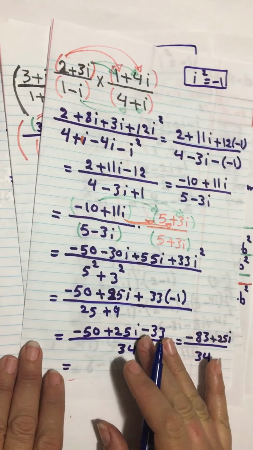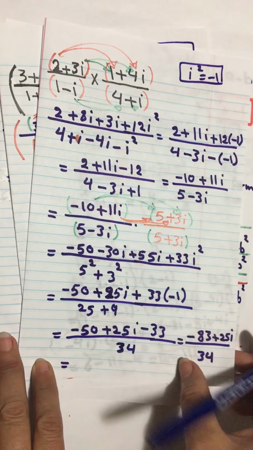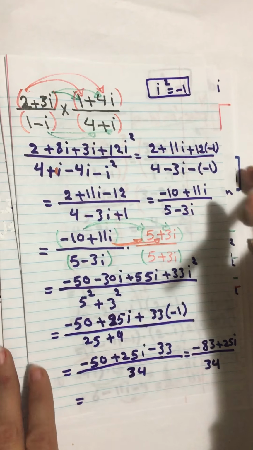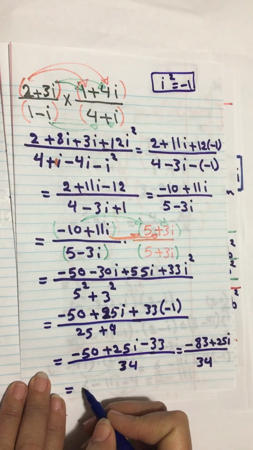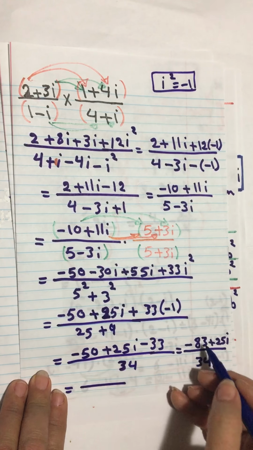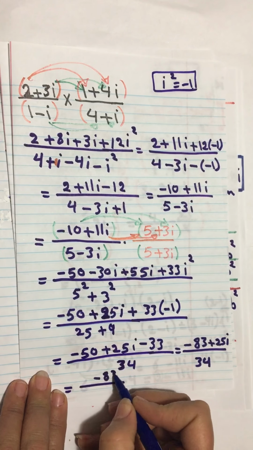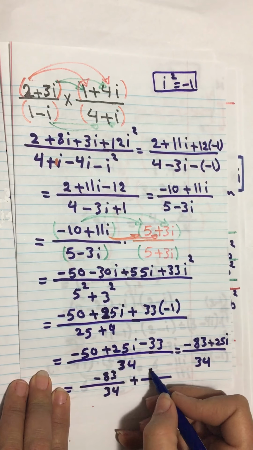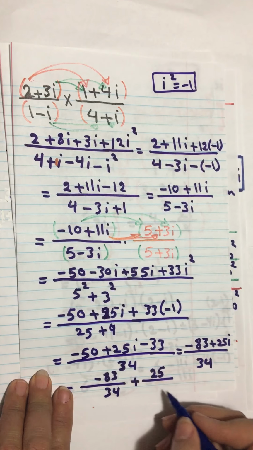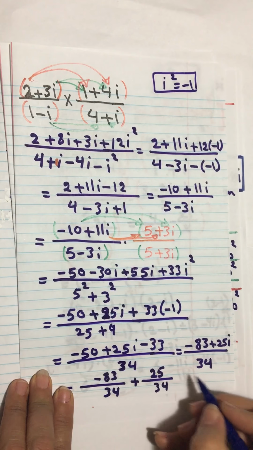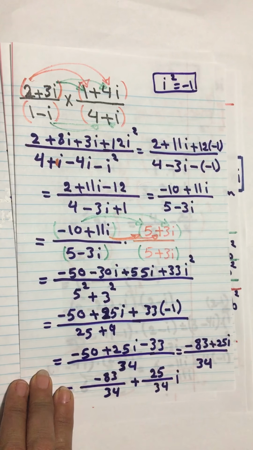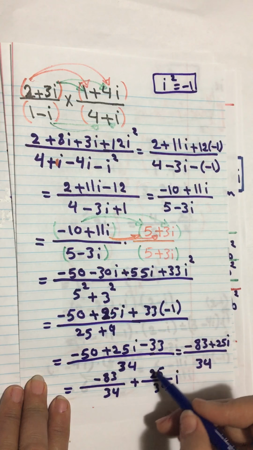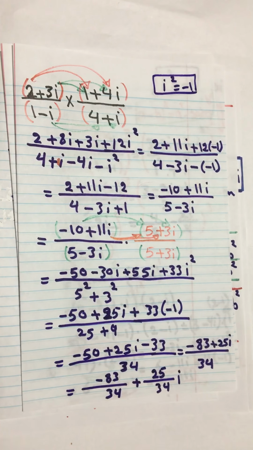And I can write it down as a complex number. So equals negative 83 over 34 plus 25 over 34i. And this is the real part, and this is the imaginary part.